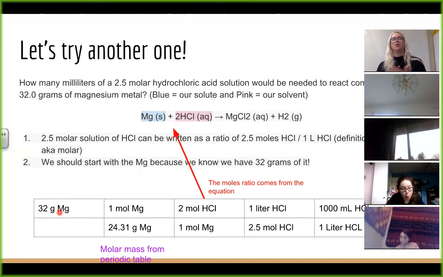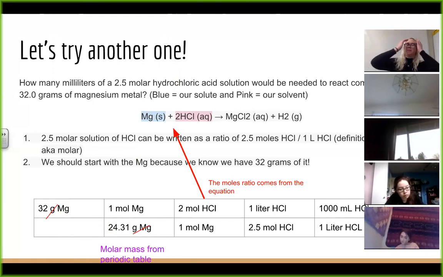Again, we want to convert this to moles. Why? Because we pretty much only know other things about moles. We don't know anything about grams here. So we're going to find the molar mass of magnesium from the periodic table. It's 24.31 grams per 1 mole of magnesium. That's going to allow us to cross out our grams, and now we're in moles.